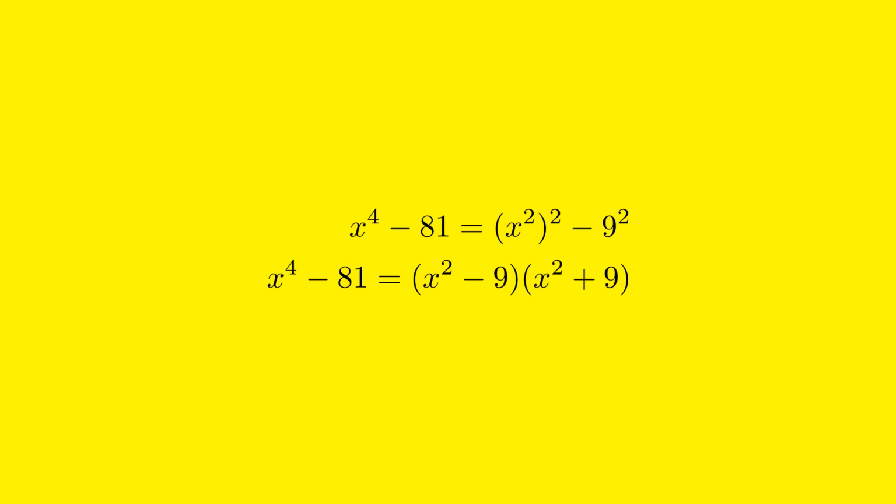Step 1. Start by recognizing that x to the fourth power minus 81 is a difference of squares. This can be factored using the formula for the difference of squares, which is a squared minus b squared equals a minus b times a plus b. In this case, x to the fourth power minus 81 can be rewritten as x squared squared minus 9 squared. Here, a is x squared, and b is 9, so the expression now reads x squared minus 9 times x squared plus 9.